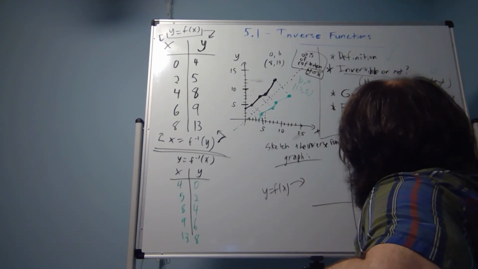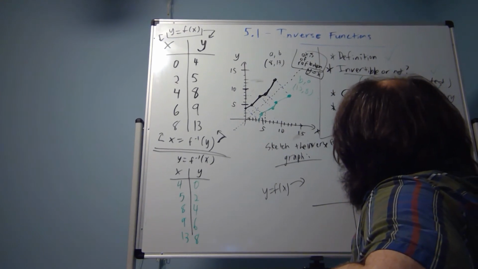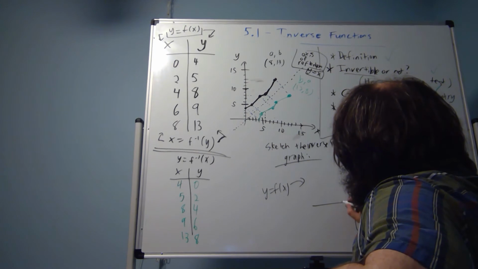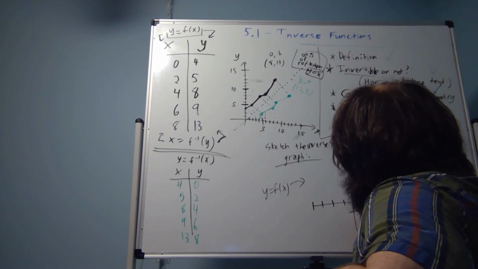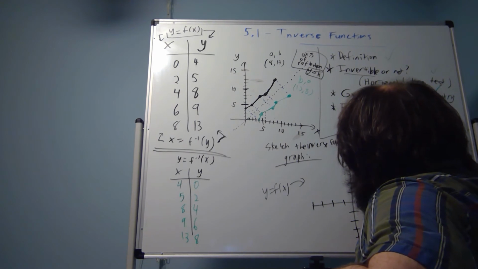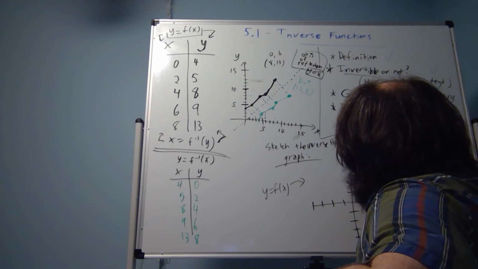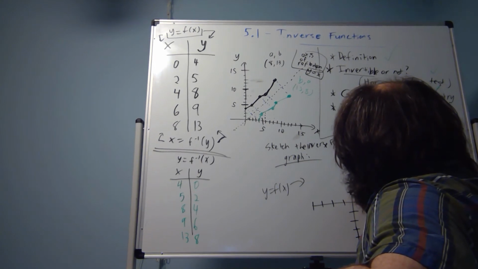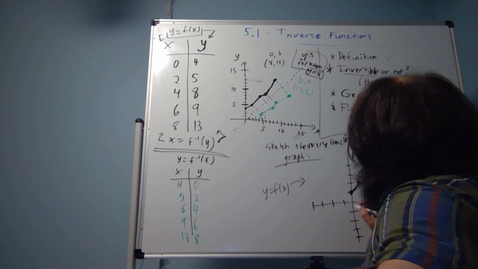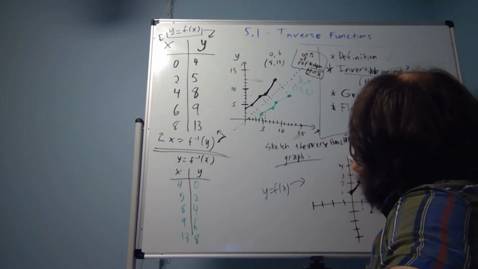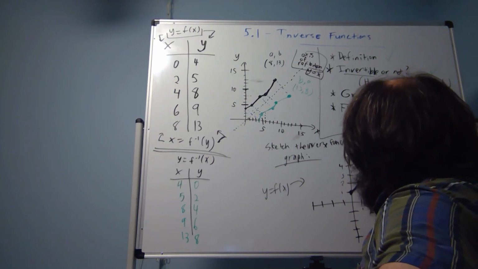So in black, I'm going to do y equals f of x. Let's just say this is unit scale. So this is 1, 2, 3, 4, 1, 2, 3, 4. Just keep it simple. But I should actually define these things.